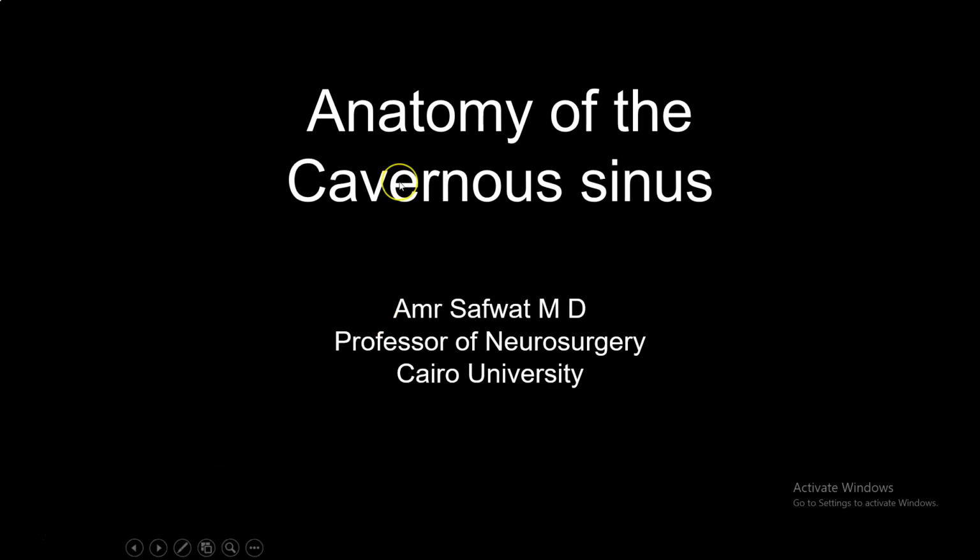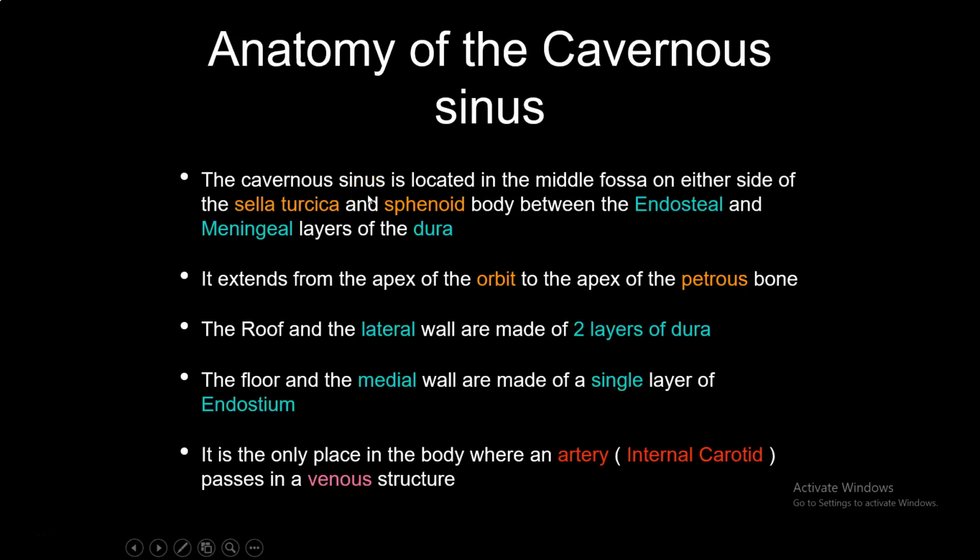First of all, the cavernous sinus is located in the middle fossa, as you all know, on either side of the sella turcica and sphenoid bone. It is present between an endosteal layer, the medial wall, and the floor, and meningeal layers of dura. So it is a space between the meninges and the endosteum. And it extends from the apex of the orbit to the apex of the petrous bone.